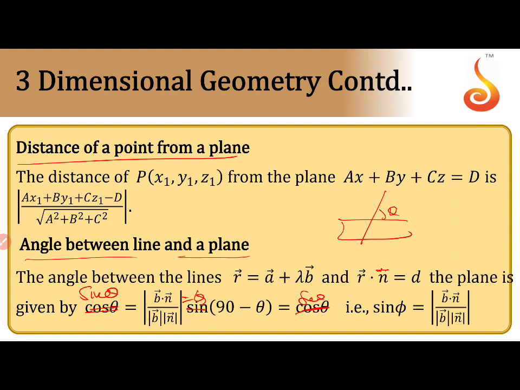Between two lines, cos theta. Between two planes, cos theta. But for line and plane, sin theta equals b dot n by modulus b into modulus n. What is b? b is the parallel vector of the line. Here n is the normal vector to the plane. So when you are taking the angle, you take b bar from the line and n bar from the plane, and you can use the formula.